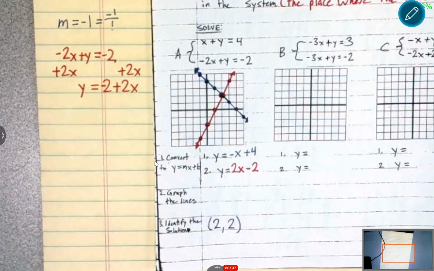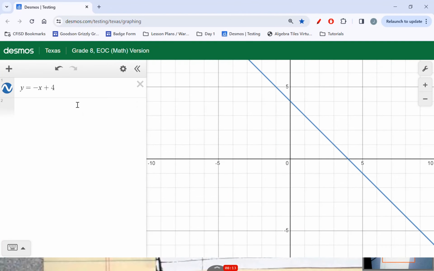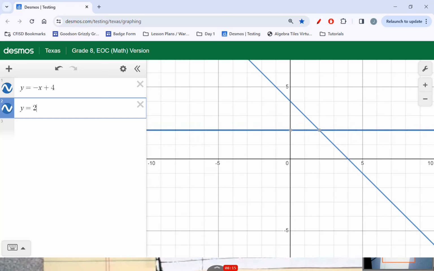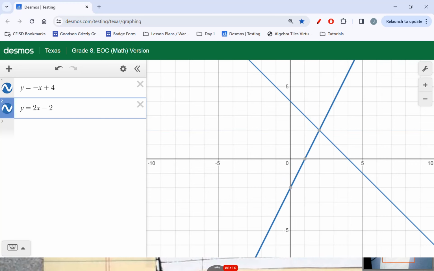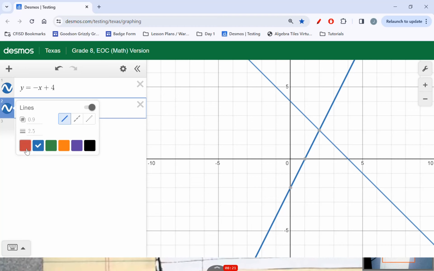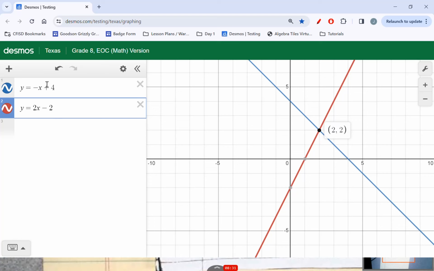Okay. Go ahead and open Desmos back up. And then we're going to put the other line on the grid. Y equals 2x minus 2. And you should see, and I'm going to make it in red, that this line intersects with the other line at 2, 2. And that's one way you can identify your solution in Desmos.